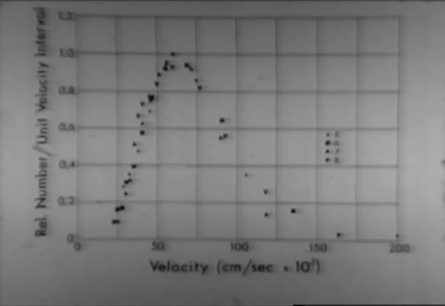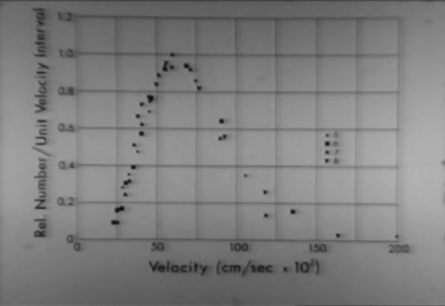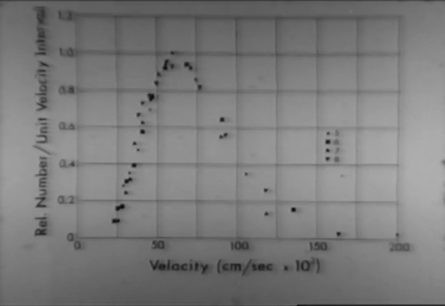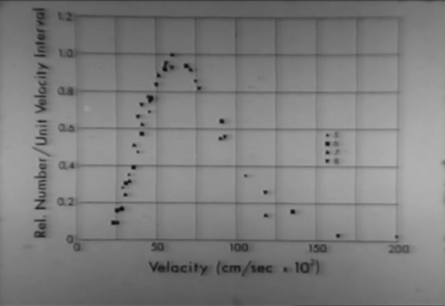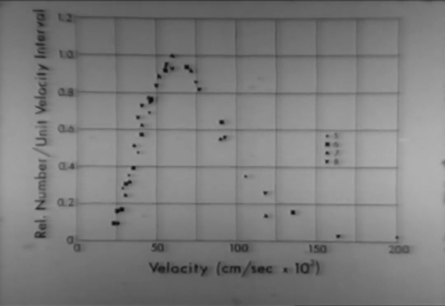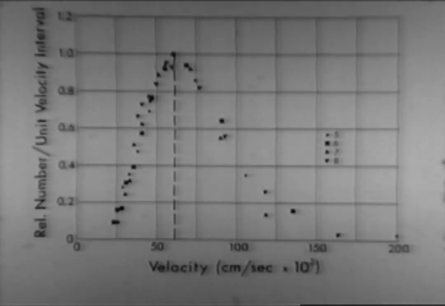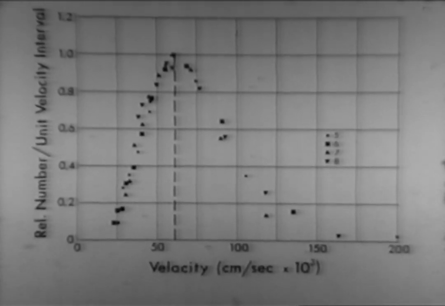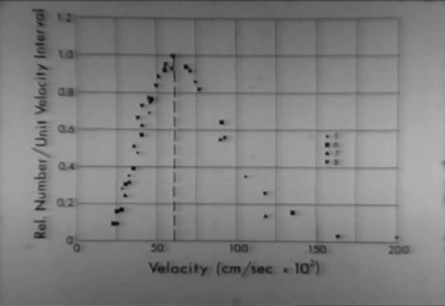Here is the velocity distribution in the beam obtained from all 4 pictures. I've plotted velocities along the abscissa, and along the ordinate, the relative number of atoms per unit velocity interval. The different pictures are identified by circles, squares, and triangles. The peak of this curve is the most probable velocity in the beam, 62,000 centimeters per second, and that corresponds to a temperature in the oven of 590 degrees Kelvin, which agrees pretty well with the measured oven temperature.